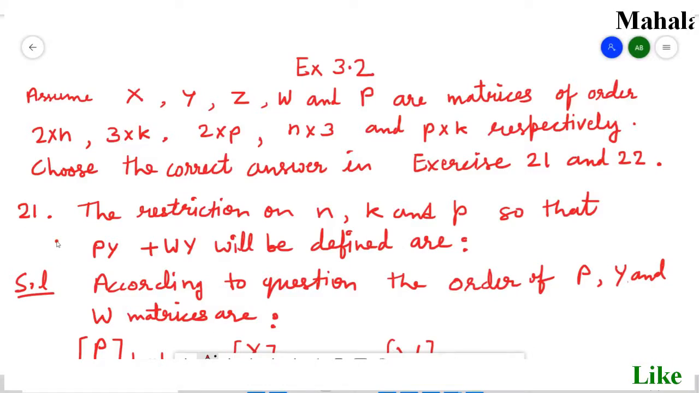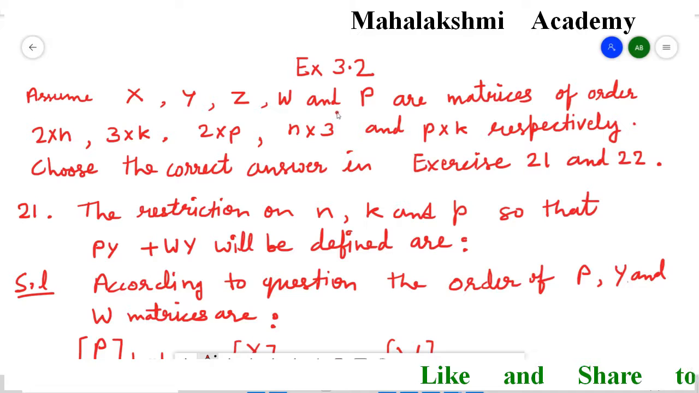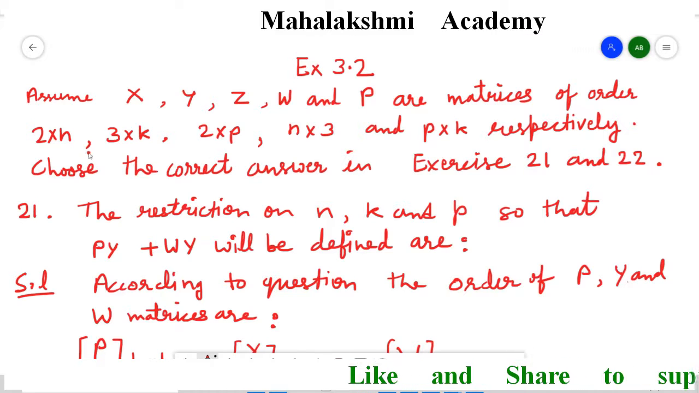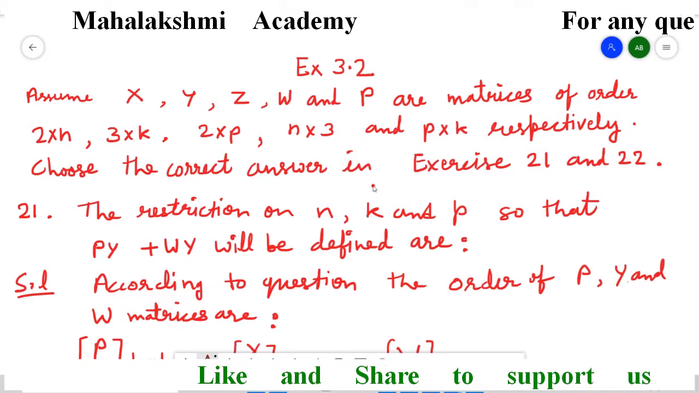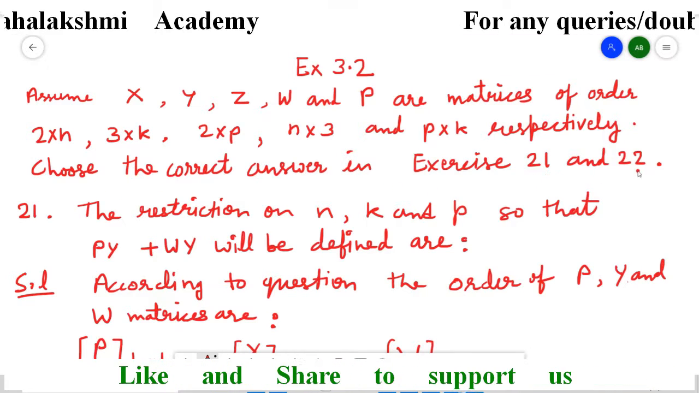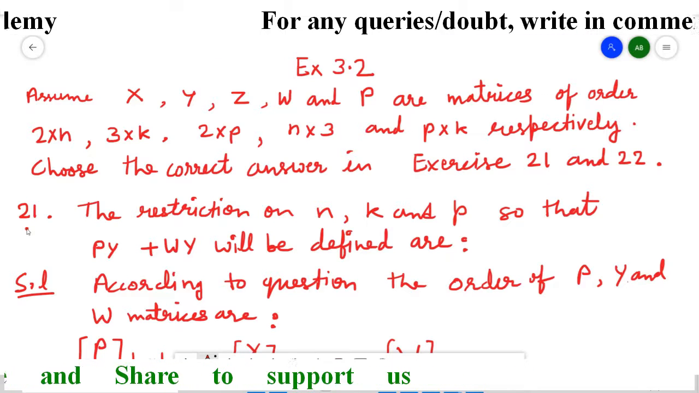Hello everyone, I am going to explain some questions from exercise 3.2. Assume X, Y, Z, W and P are matrices, and their orders are given in the question, and we have to select the correct option in exercises 21 and 22. So we'll start with question number 21.